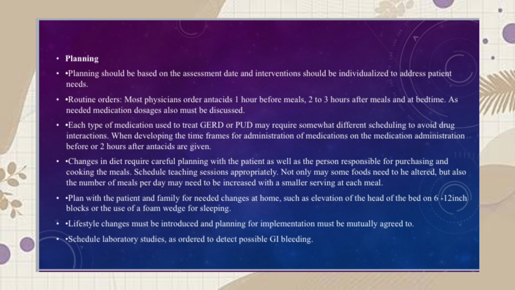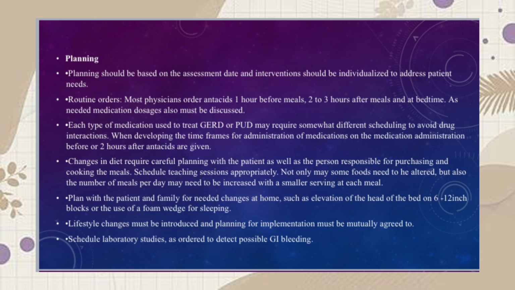Routine orders. Most physicians order antacids 1 hour before meals, 2 to 3 hours after meals, and at bedtime. As needed, PRN medication dosages also must be discussed. Each type of medication used to treat GERD or PUD may require somewhat different scheduling to avoid drug interactions. When developing the time frames for administration of medications on the Medication Administration Record, or the MAR, schedule the other prescribed drugs 1 hour before or 2 hours after antacids are given.